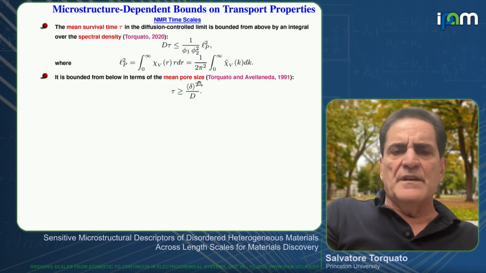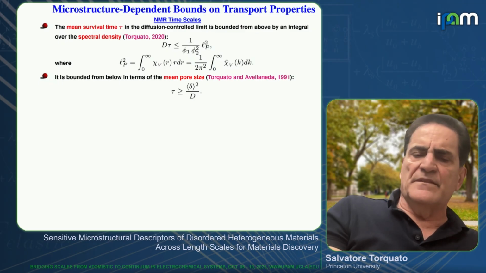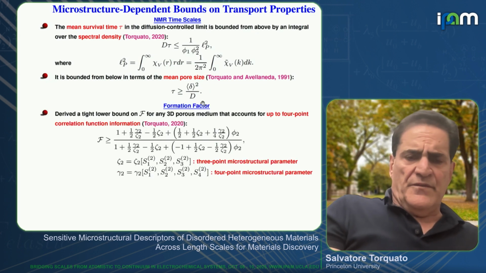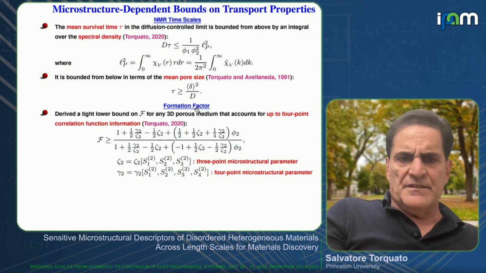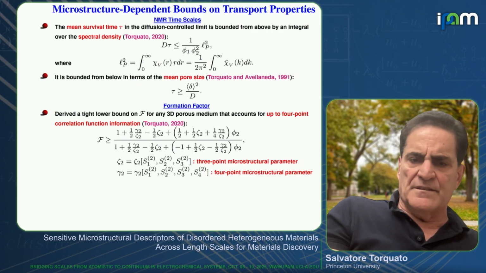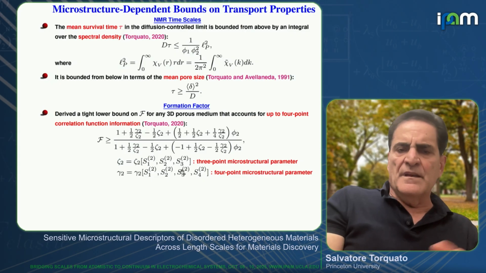And then it is bounded from below in terms of the mean pore size, where I defined the pore size probability density function earlier. This is just the first moment squared. The formation factor in the example I showed you earlier is actually obtained from a steady state version of this strong contrast expansion that I just described. And here it's being truncated to fourth order. Okay, so it involves in this parameter up to 3-point information. This is a functional that involves up to 3-point information, and this is one that involves up to 4-point information.